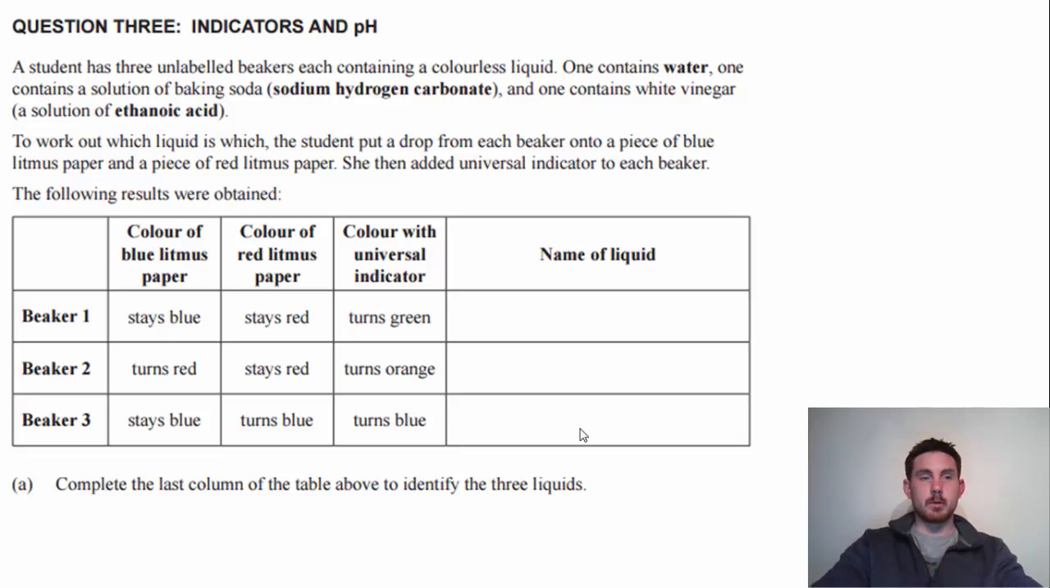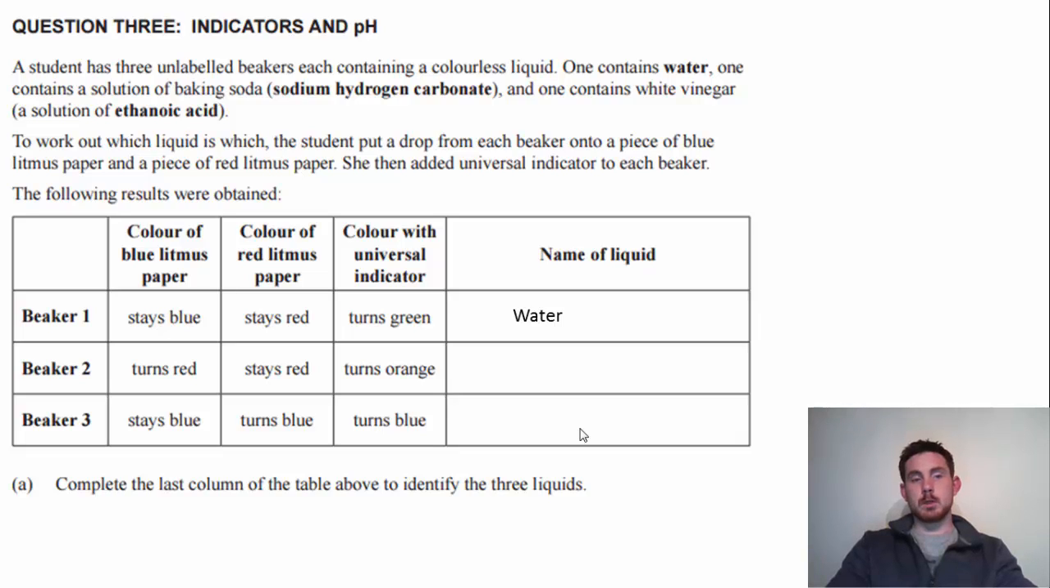All right, on to question 3. So we're in part A, we're going to identify what each of these liquids are based on the information that we're given in the table. So I'll go through this bit fairly quickly because the explanation comes in part B. So beaker 1 stays blue in blue litmus, stays red in red litmus, and it's green in universal indicator. All of that's telling me it's neutral, and so if I'm choosing from water, solution of baking soda and vinegar, then I know that the first one, beaker 1, is going to be water.